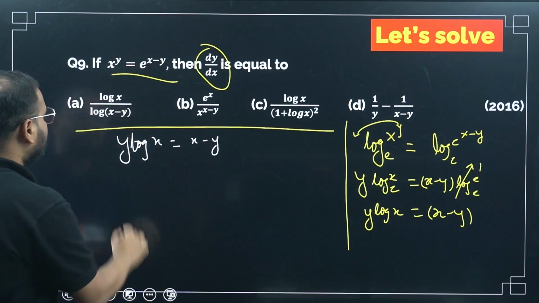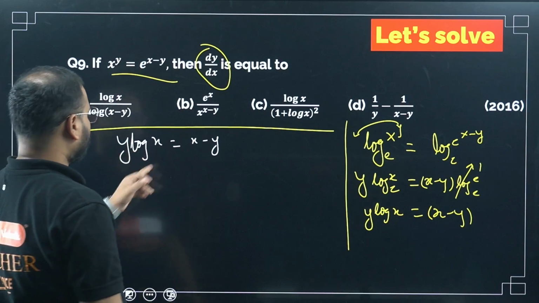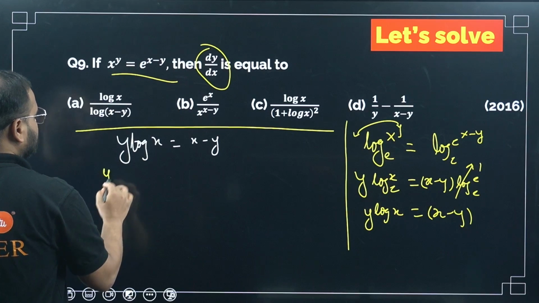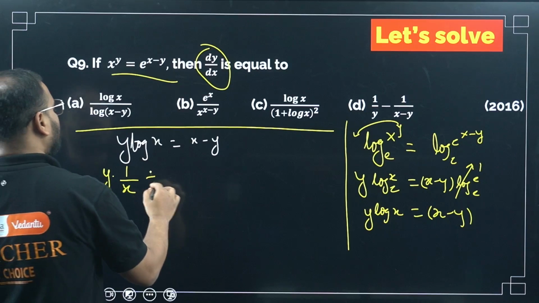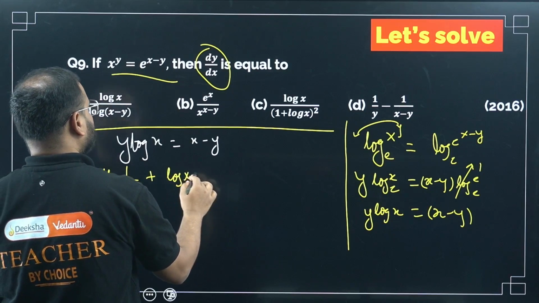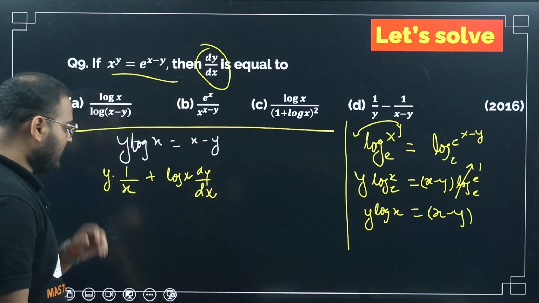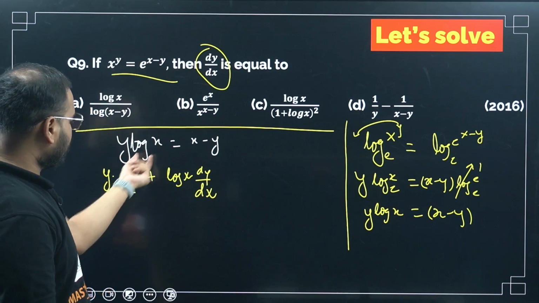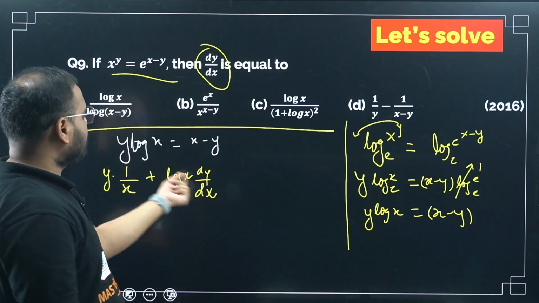Correct? Differentiate it. So y, if I'm differentiating, I have to use the product rule here. So keep y as it is, differentiate log x, I'll get 1 by x. Now keep log x as it is, differentiate y, I'll get dy by dx. Please understand this. I kept y as it is, differentiated log x, 1 by x. I kept log x as it is, differentiated y, so dy by dx.